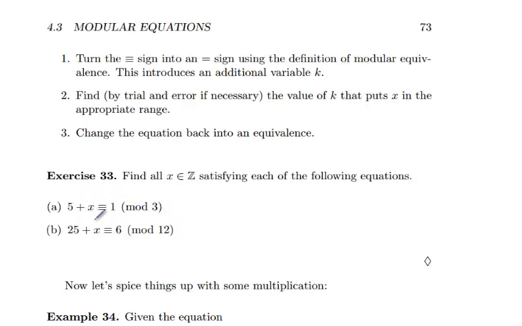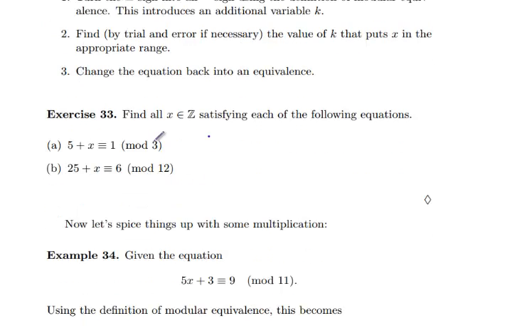So you can try that here. Remember the 3 steps. Change this into an equal sign. You're going to have a k times 3 in your equation, and then you're going to find the value of x that's between 0 and 2. And then you'll change it back to a modular equivalence. Okay, so these are modular equations involving addition.